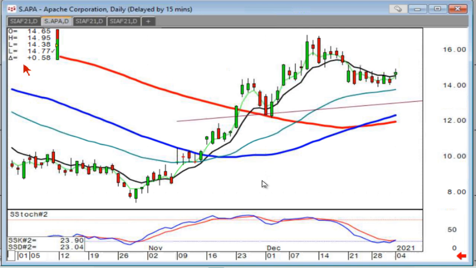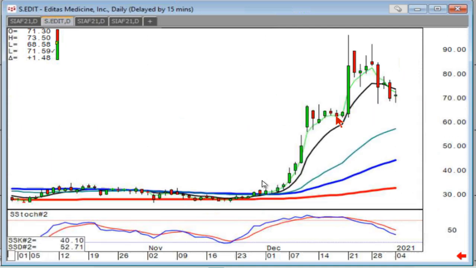Pat, that's a good way to do it because that takes the emotions out of your trading. It's already a preset plan. Let's say we were going to short Edit today had it opened lower.